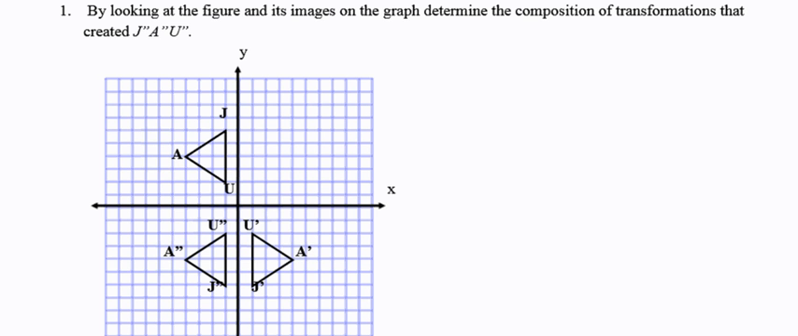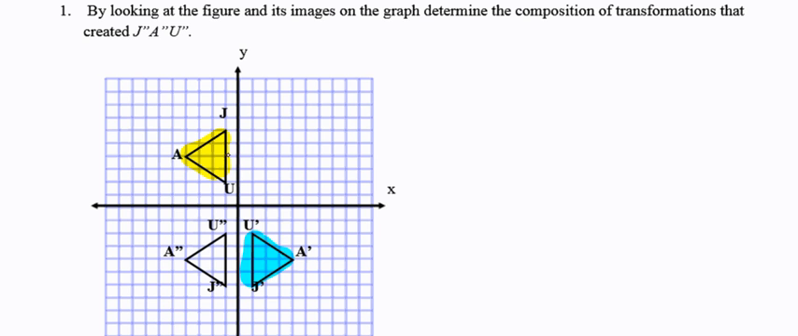So I'm going to start, first of all, by examining the pre-image. The pre-image in this particular case is going to be triangle JAU, that yellow triangle. We want to know what transformation brought the yellow triangle onto the blue triangle, triangle J prime, A prime, U prime. So the first question we're going to ask ourselves is, is there a transformation that will map the yellow triangle onto the blue triangle? And in fact, there are 2.